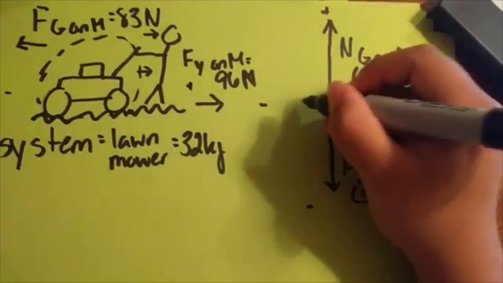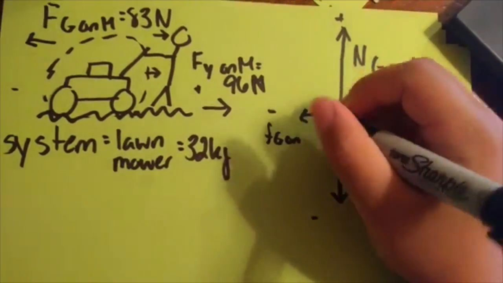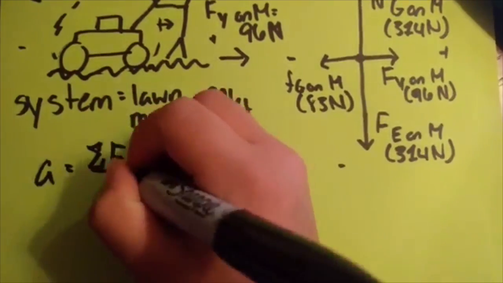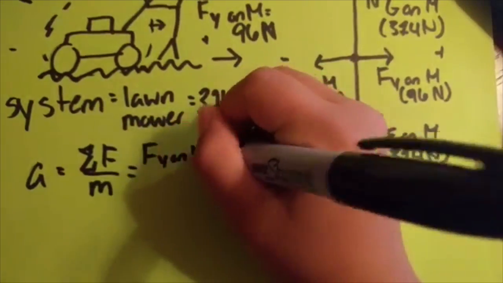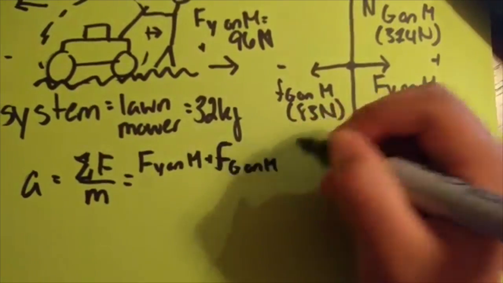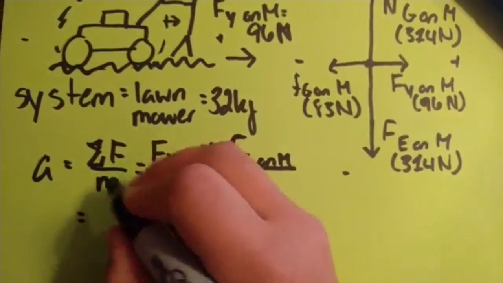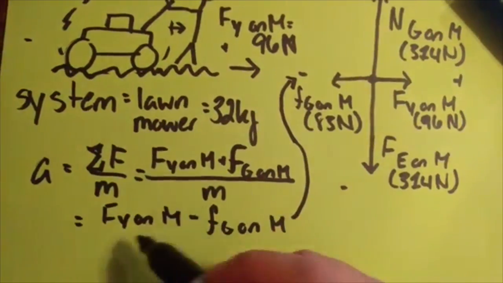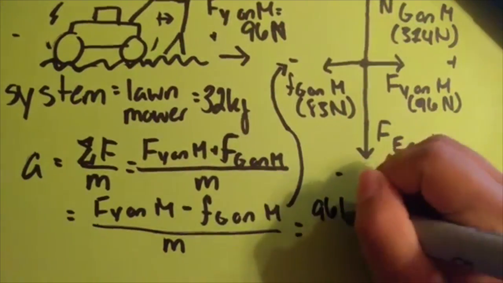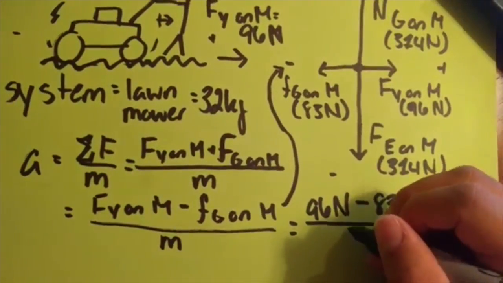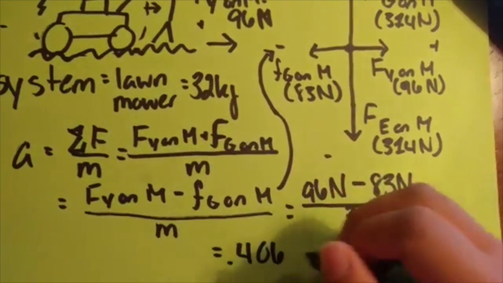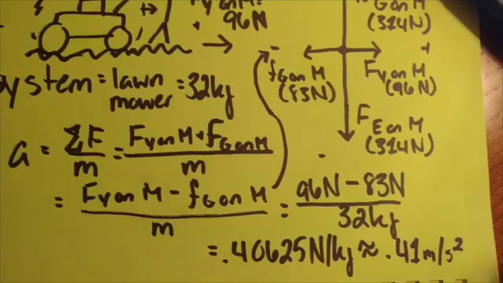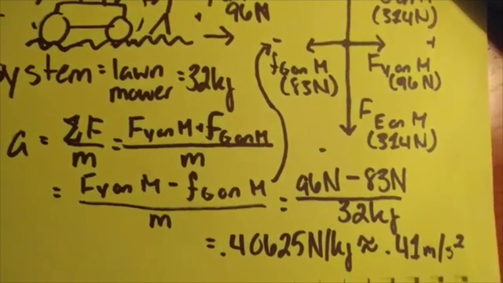Then you use that same equation of a equals the sum of the forces over m. So that is going to be your force of you on mower plus your friction force of grass on mower over your mass. Then, because the friction force is in the negative direction, you must change it to a negative. You must subtract that number. So then you subtract your numbers and you divide, and you end up with 0.40625 newtons per kilogram, which is equal to 0.41 meters per second squared.